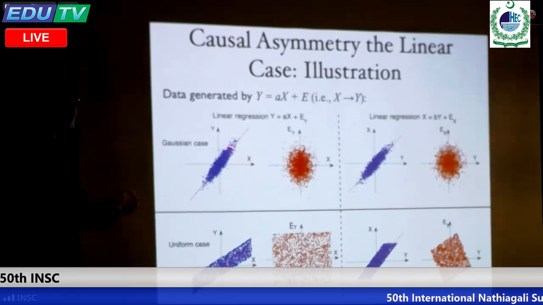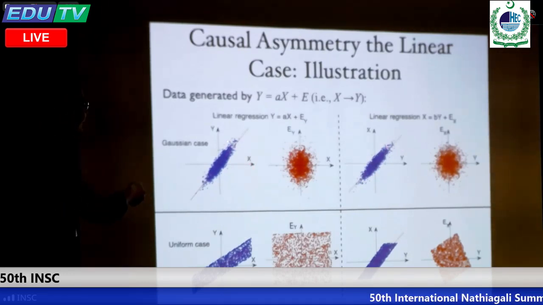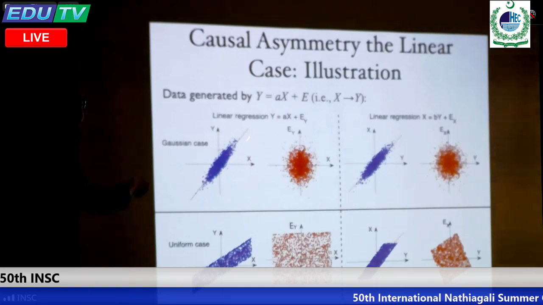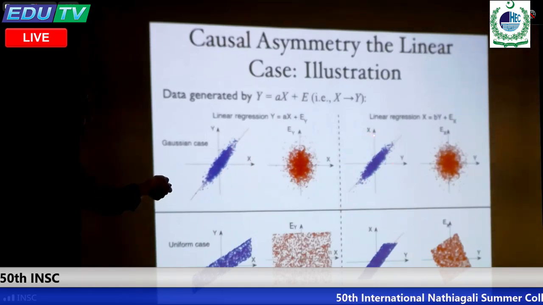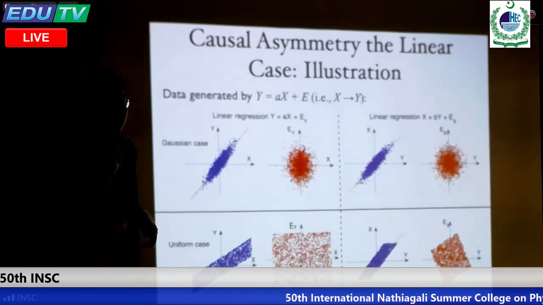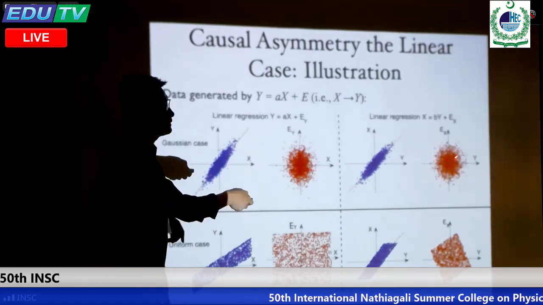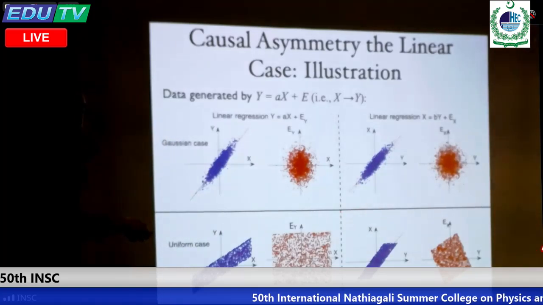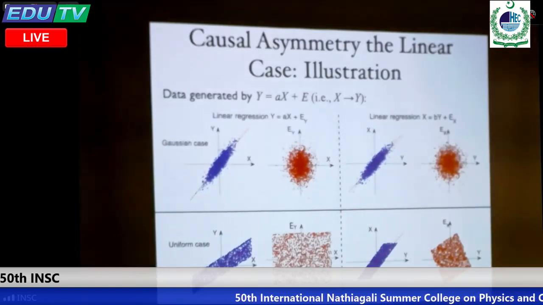Now you can see, in both directions, when I try to explain Y with X by doing linear regression, or when I try to explain X with Y by doing linear regression, I find an uncorrelated regression residual, and they are independent because Gaussian. However, in non-Gaussian cases, that's not true anymore.